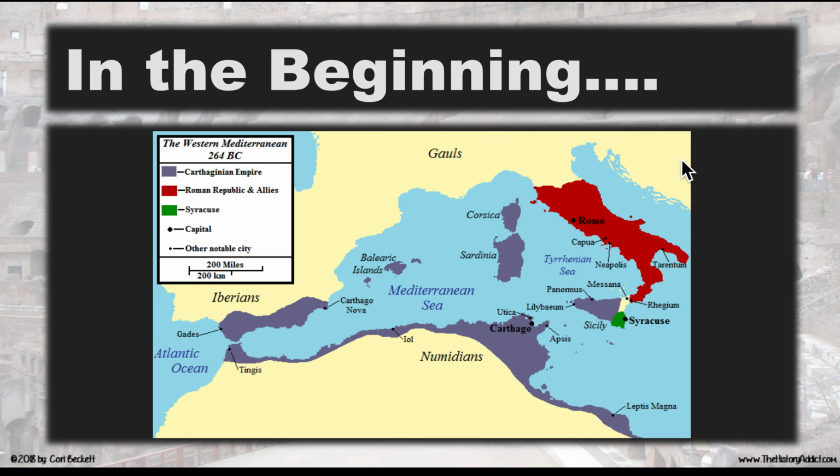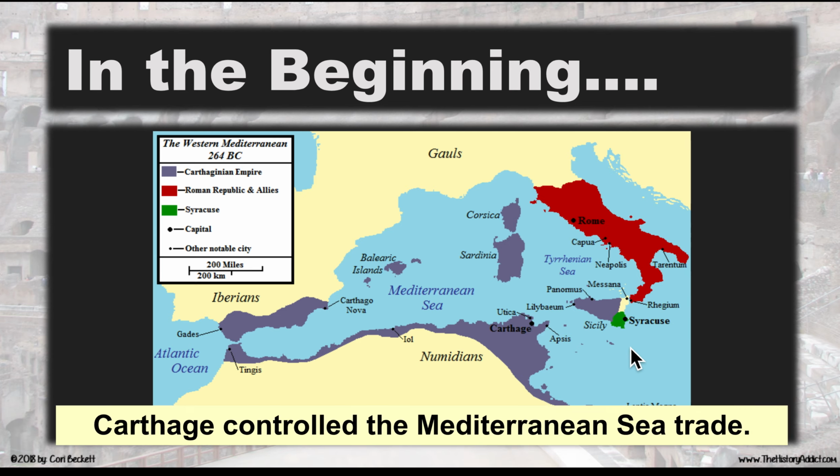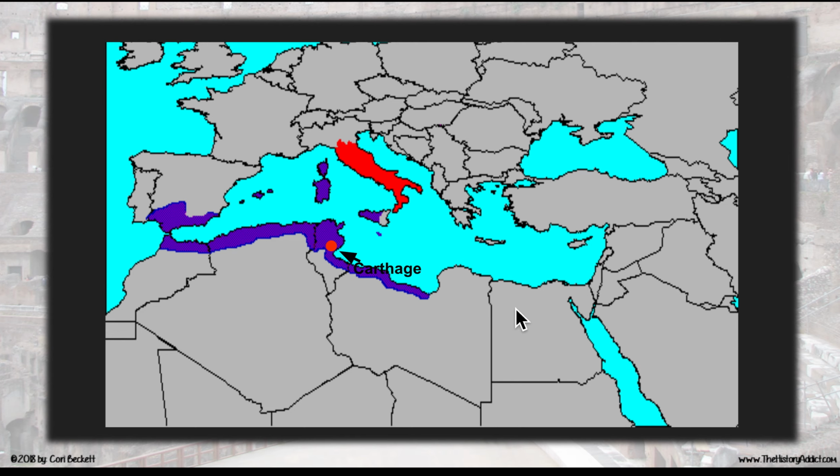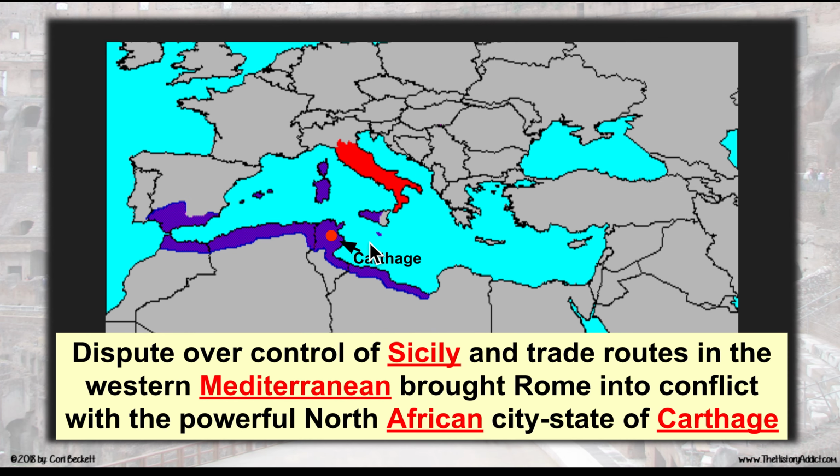In the beginning, you can see here on this map, red is the Roman Republic. Purple is the Carthaginian Empire. So they really had a pretty vast empire compared to Rome. And this is Syracuse, way down here in Sicily. It's just another map showing you exactly where Carthage is. You won't find Carthage on maps anymore because of the Punic Wars, and we'll get into that a little bit.